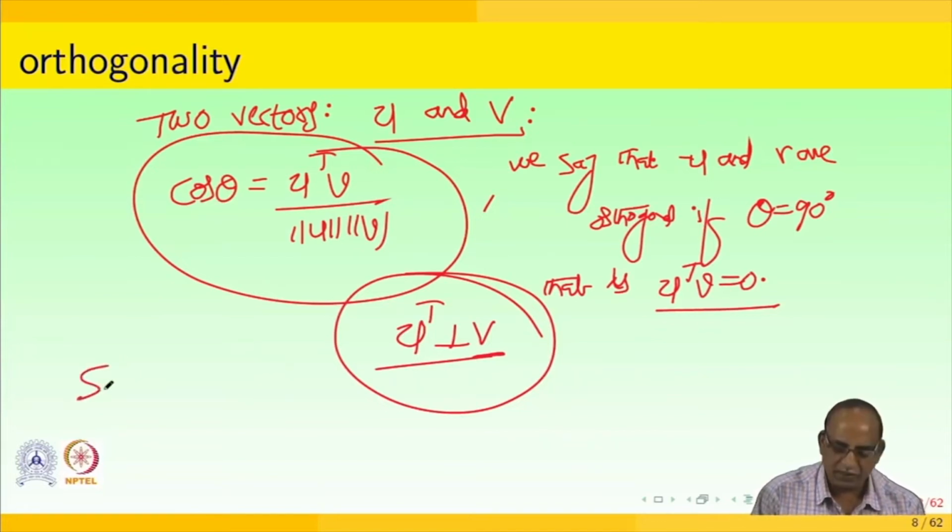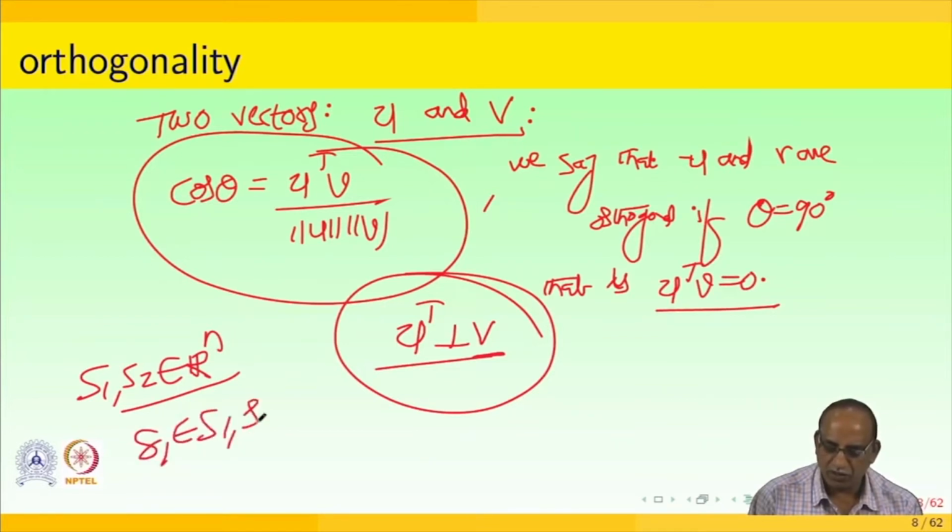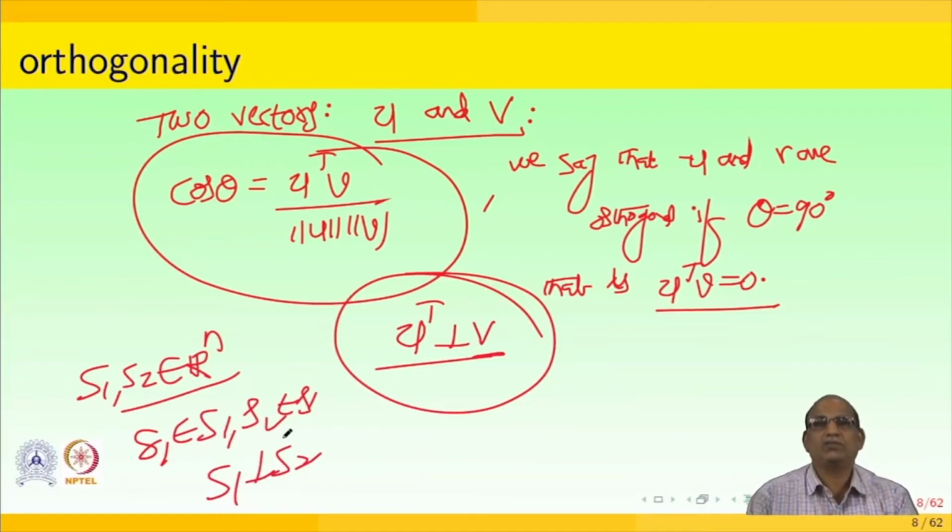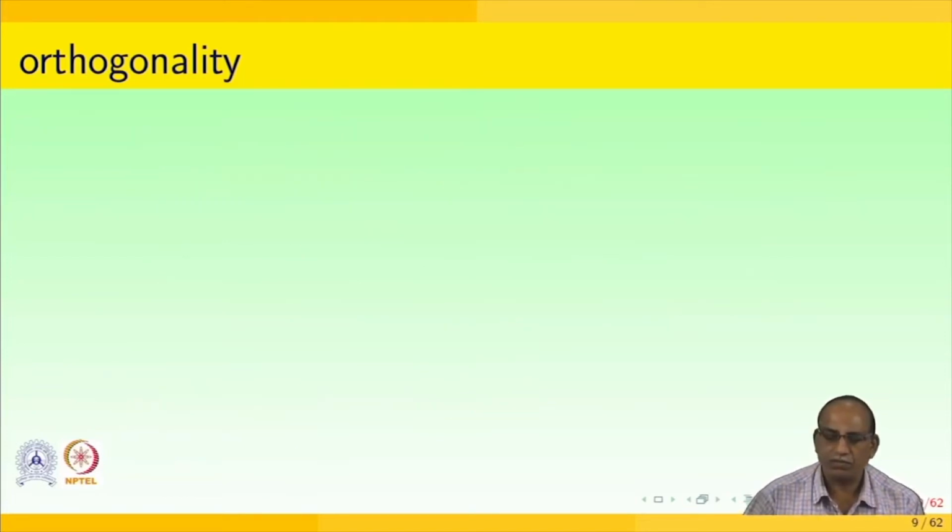Similarly, if you have two subspaces S1, S2, both in R^n, they are said to be orthogonal if for every s1 belonging to S1 and s2 belonging to S2 the inner product is zero. We denote this by S1 is orthogonal to S2. That means the two spaces are orthogonal to each other. And as we have seen, there is the dimension of the space.